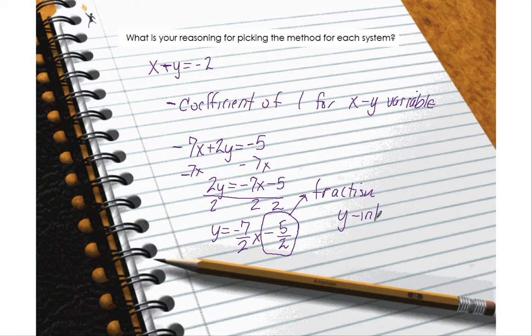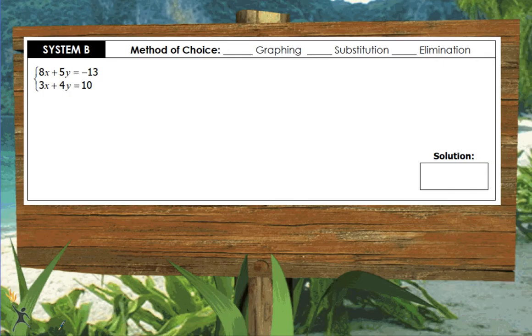Okay, now let's take a look at the next problem. Taking a look at this one, I want you to take a guess. Which one would you choose? Well, we've already used substitution, so we can't use that again. Do I want to solve this with graphing, or do I want to solve it with elimination?